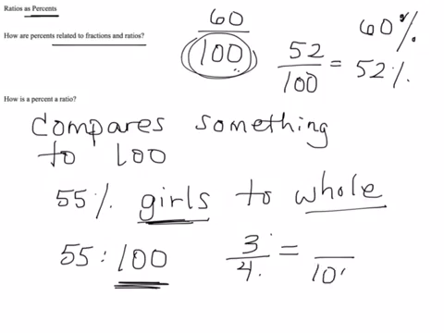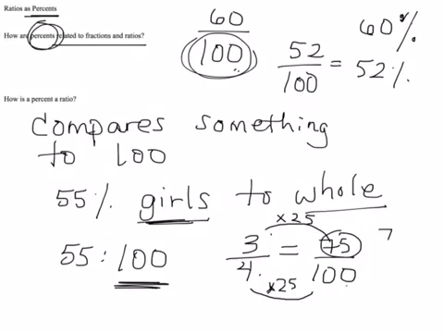And we're always thinking of things out of 100, and we say, what do we do to 4 to get to 100? Well, we multiply by 25. Whatever we do to the bottom, we do to the top, so we take 3, we multiply 3 by 25, which equals 75. Okay, so then as a percent, we take that top number because it's already out of 100, and we say, okay, so 75% were girls.